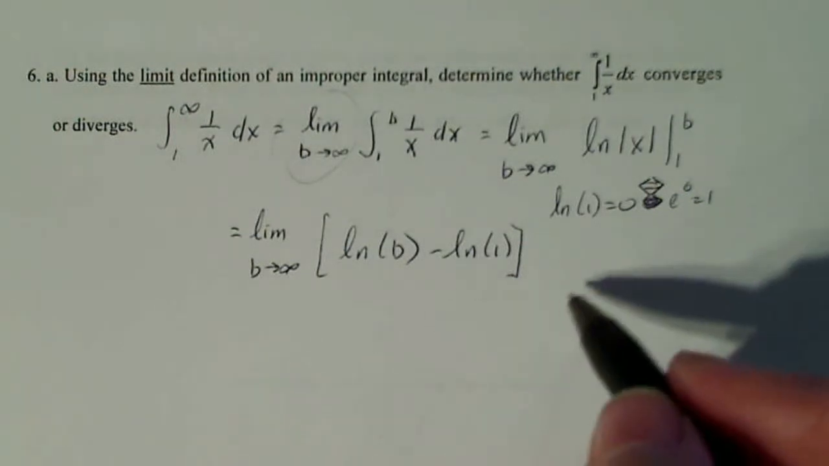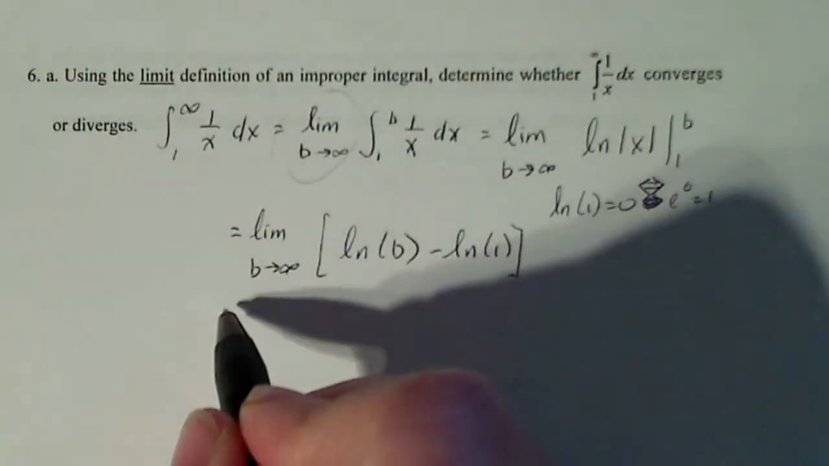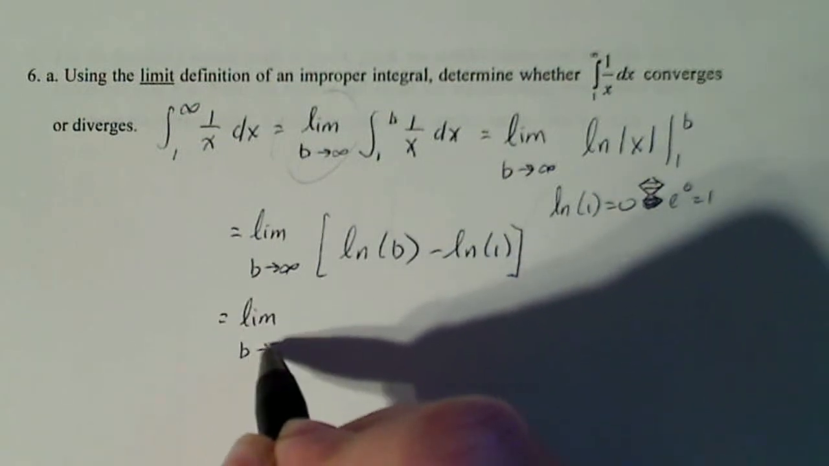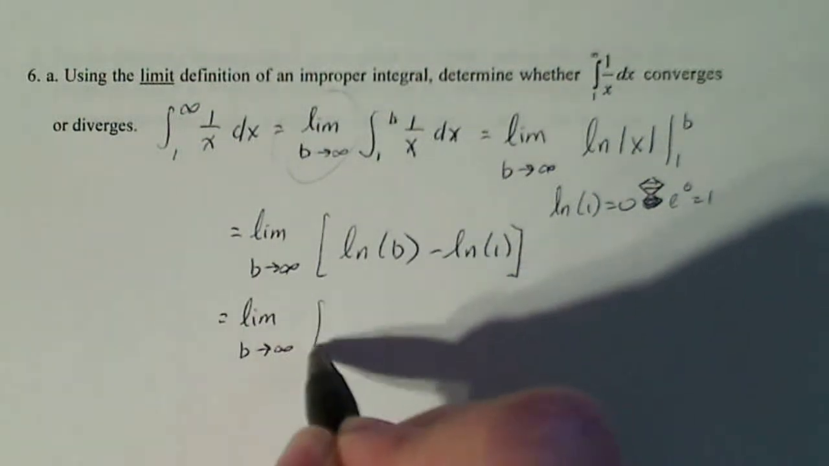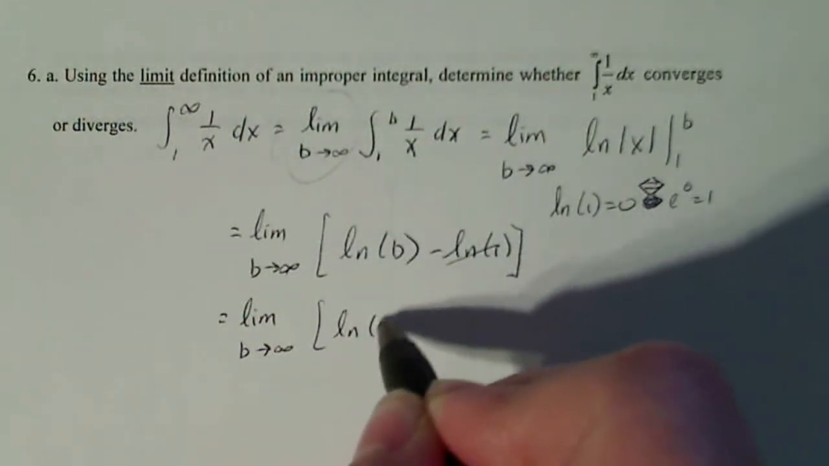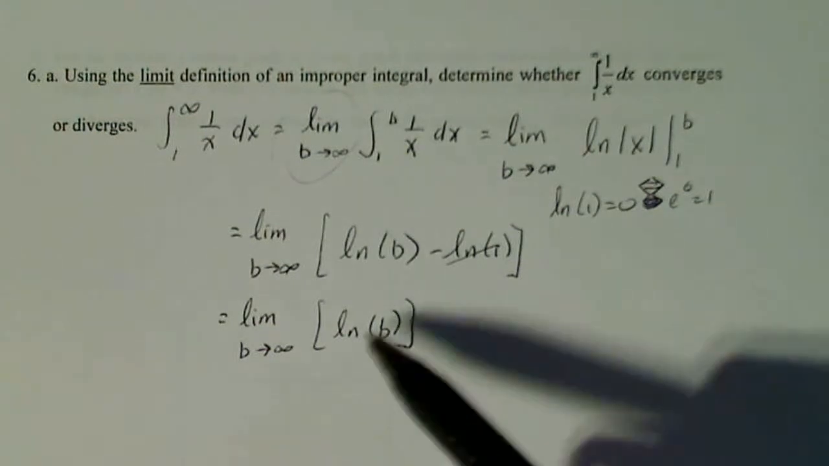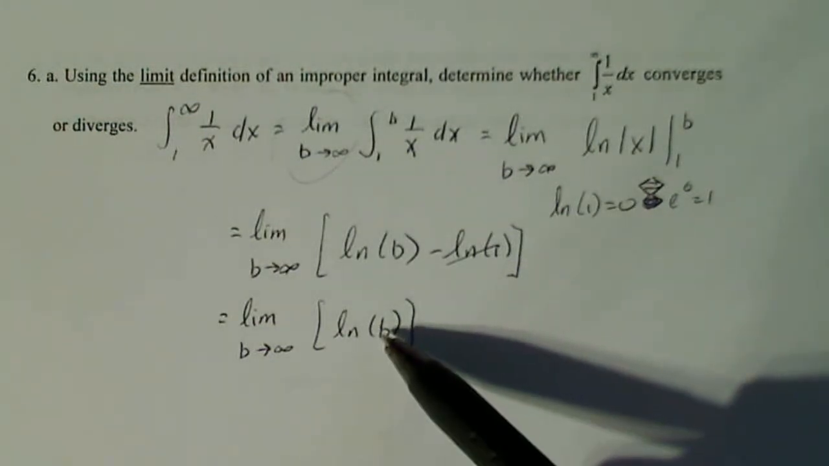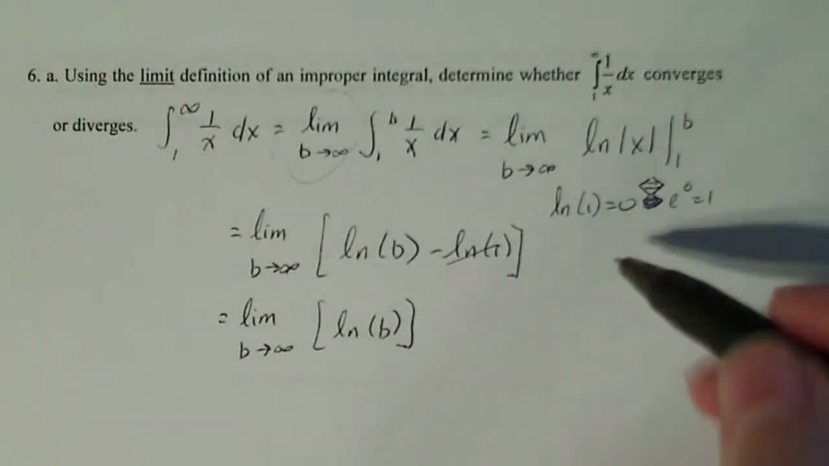So in this problem, then, continuing on with that thought, I need to take the limit as b goes to infinity of just the natural log of b, because this is 0. So as b gets larger and larger, what happens to the natural log of the larger values? Well, they actually get larger too.